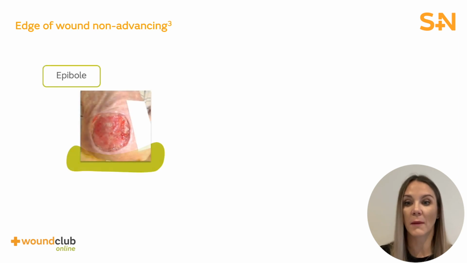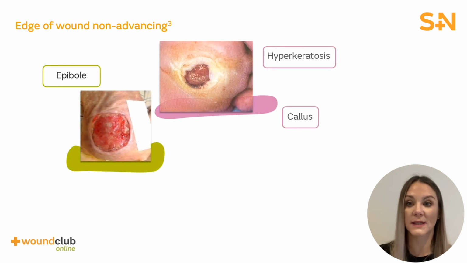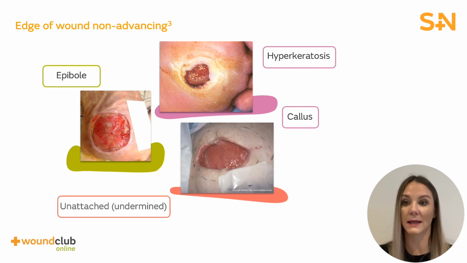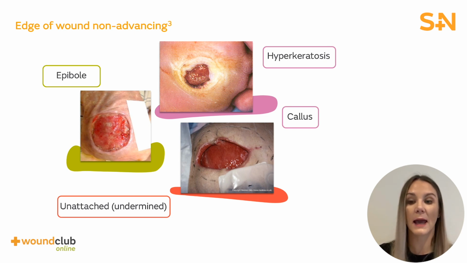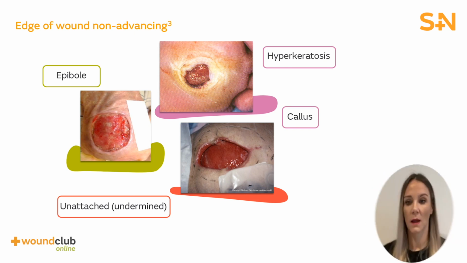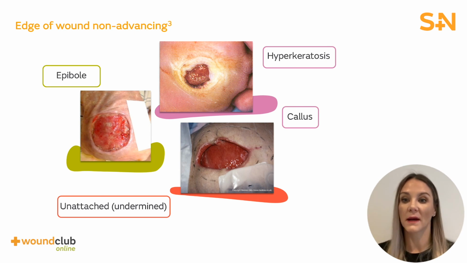High levels of matrix metalloproteinases, MMPs, may prevent cells at the wound edge from responding to healing signals in the wound. Therefore, it is important to address T, I and M of TIME. A desiccated or macerated wound edge can also affect the progress, and the wound will not go on to contract, and this requires management interventions.